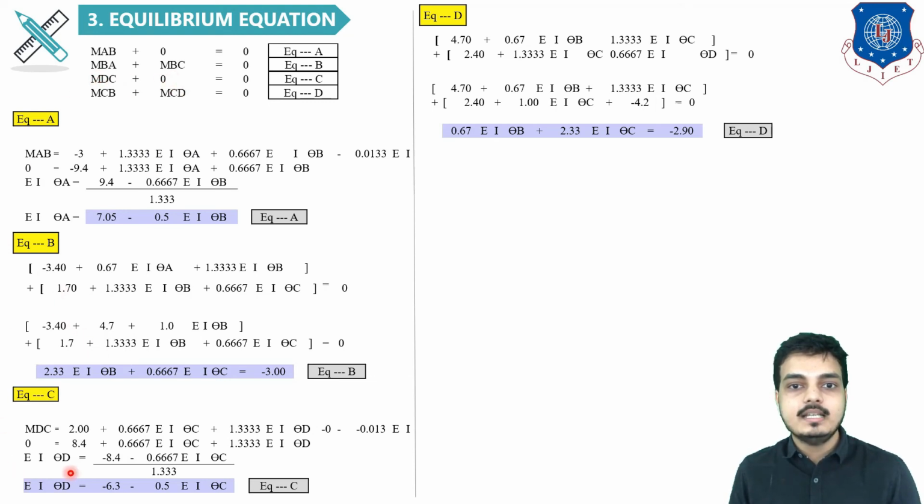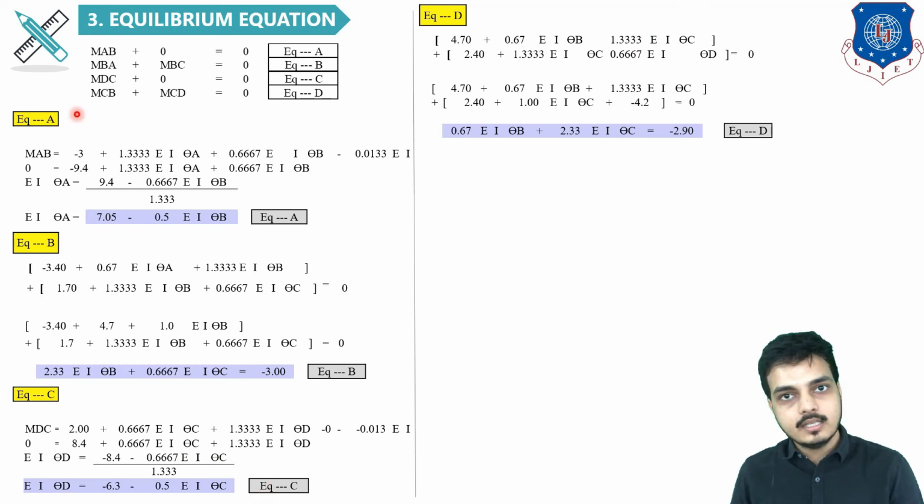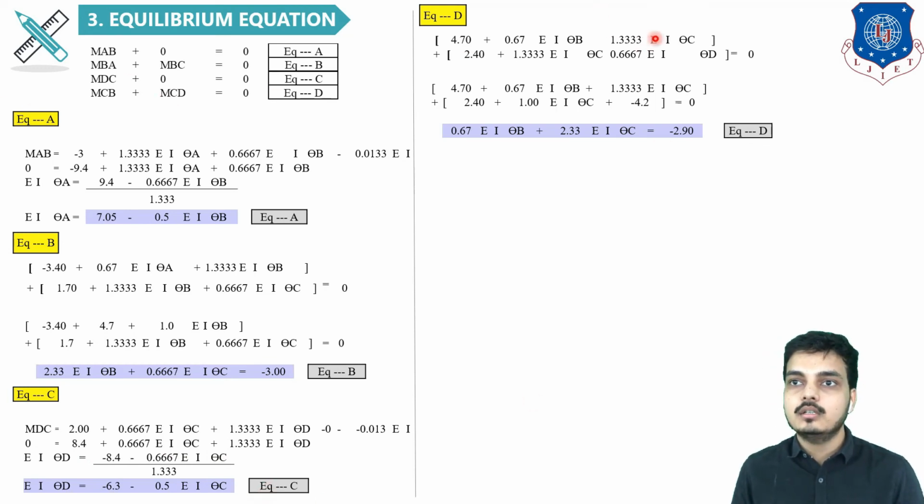Means from MDC, I'll be keeping EI theta D as my unknown. I'll be finding it as the subject, finding this EI theta D value and placing it in this further MCB plus MCD equation, where you can see here it is 3 theta D. So by placing this value over here, I'll be getting an equation in theta B and theta C only format. So let's see MDC equals 0.